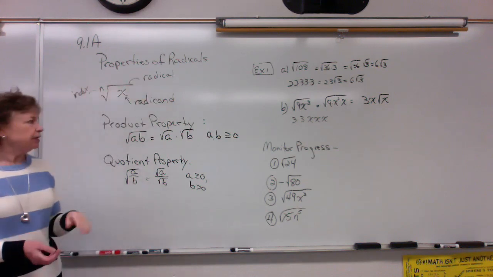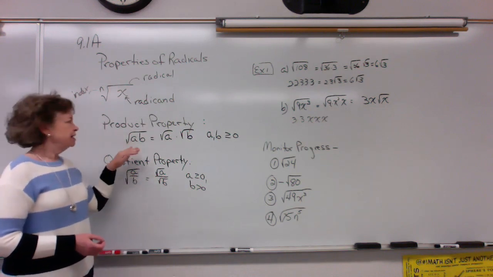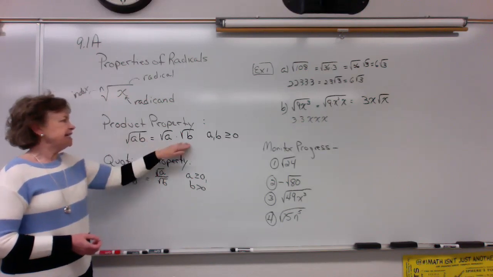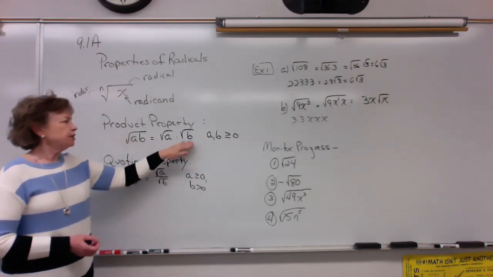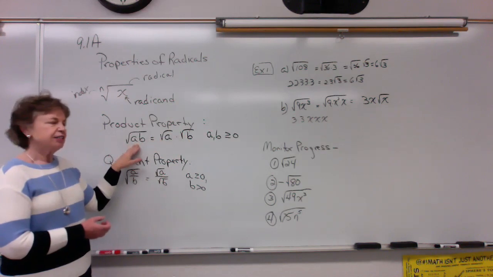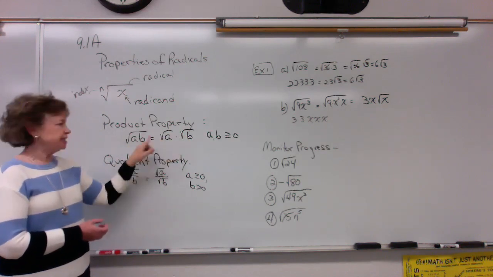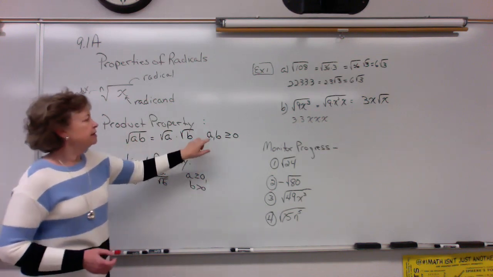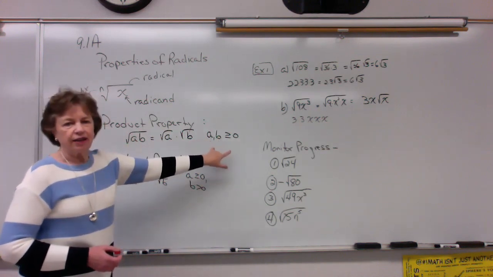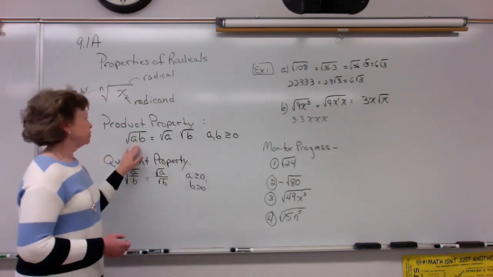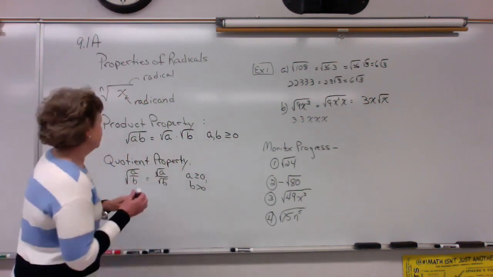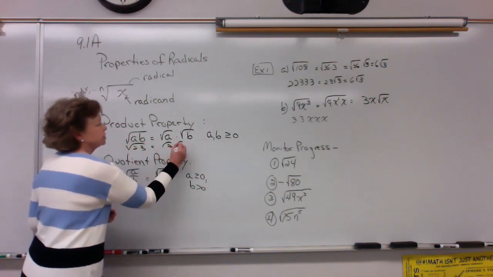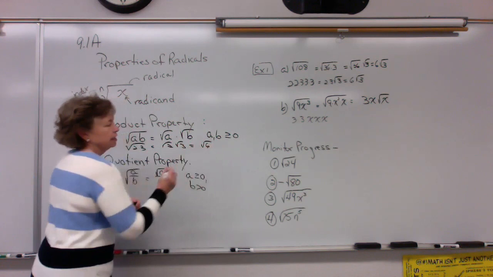The properties that we want to look at are the product property, which says if I have 2 numbers, and I'm multiplying under the radical, I can take those apart. If I start with them apart, I can put them together. So we're allowed to multiply square roots as long as the indices are the same, and provided that those numbers are both greater than or equal to 0. So the square root of 2 times 3 is the square root of 2 times the square root of 3, and that would be the square root of 6.